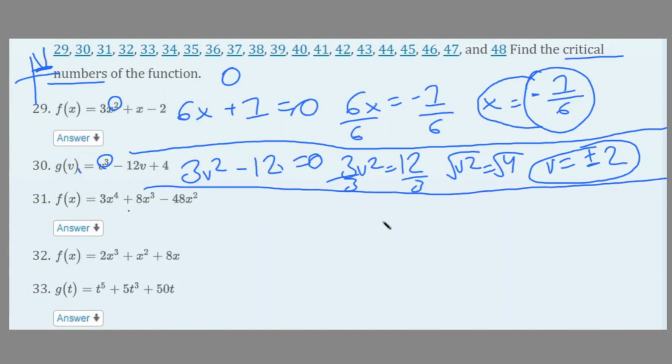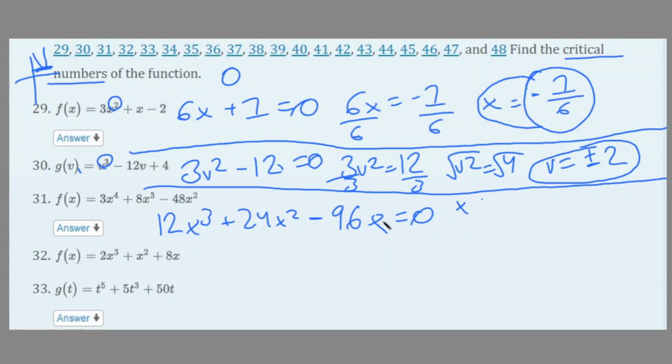Number 30 is going to be 3x to the 4th power plus 8x cubed minus 48x squared. So we're going to use the power rule again, so we're going to have 12x cubed plus 24x squared, and then that's going to be subtracted by 96x. I believe 96, right? Yeah. And now what we're going to do again is set it equal to 0, or rather, factor it out.